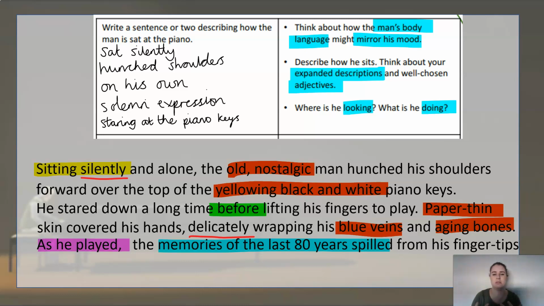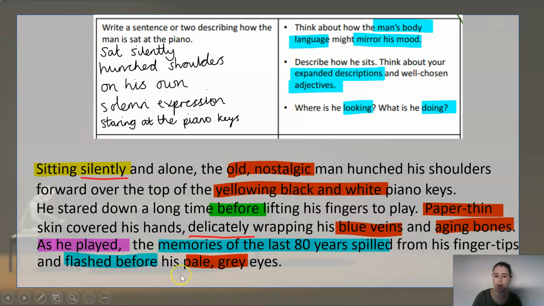And it spilled from his fingertips because I know that it's the music that's triggered these memories, and that music is effectively coming from the fact that he's playing the piano. So his fingers are creating that tune and that music, which is triggering that thought process in his head. And then it flashed before his pale grey eyes. So originally I just said that the memories were held in his pale grey eyes, but here I've used the idea of flashed. So I've almost used the word flashback there by looking at the flash. It's a very quick look back into the past, and his pale grey eyes has got my additional adjectives in there as well. And that's an expanded noun phrase because I've got my comma because it's two adjectives.